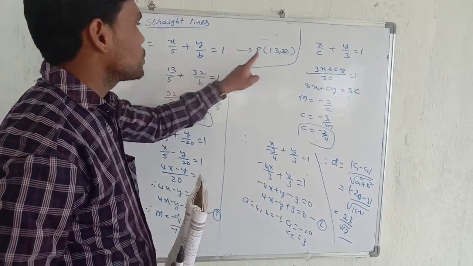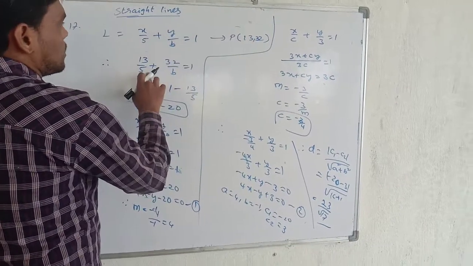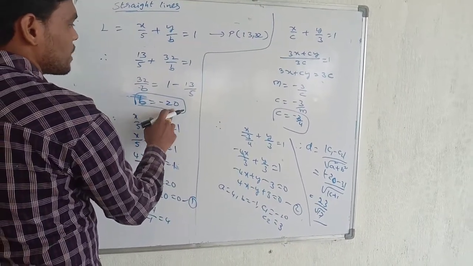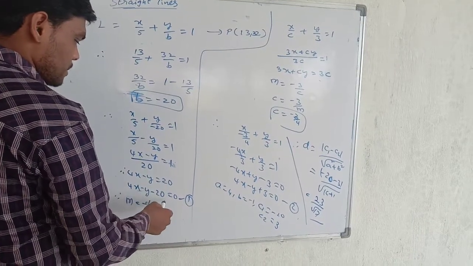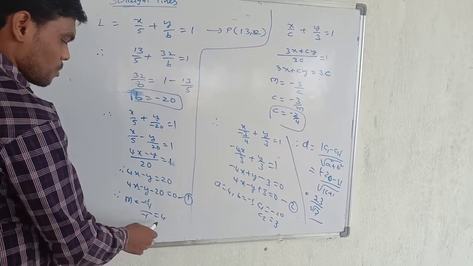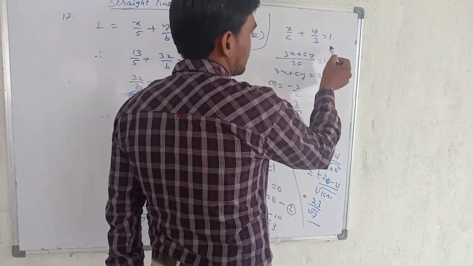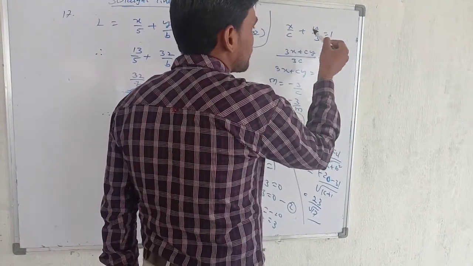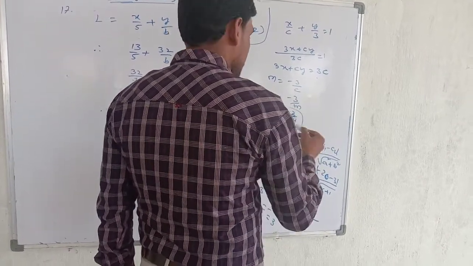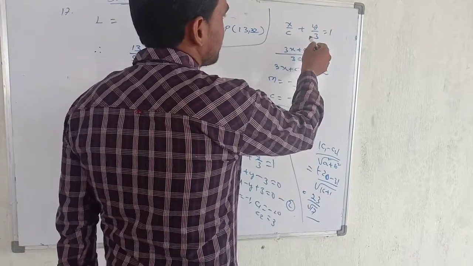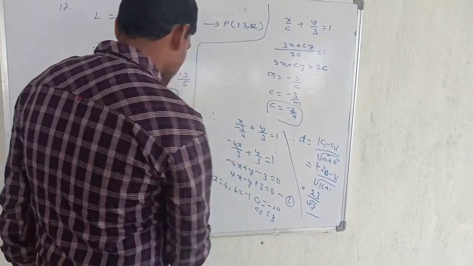Now the line passes through the point (13, 32). Substituting this value of b in the equation, the line is 4x minus y minus 20 equals 0. Now the slope of the line is 4, and the other line is x/c plus y/3 equals 1, whose slope m is minus 3/c, and c is minus 3/4.